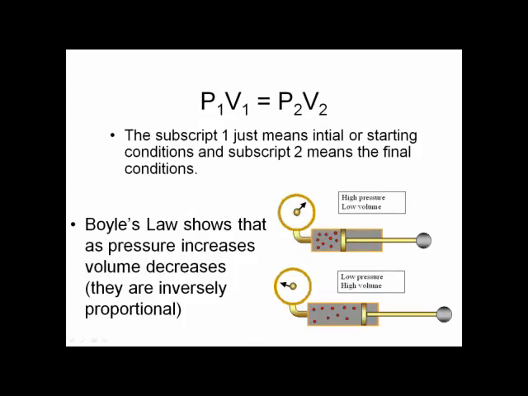If we look at a usable version of this equation, the kind we'll use to solve these problems, it is P1V1 equals P2V2. The 1 just means initial or starting conditions, and 2 is the final or ending conditions. One other thing we can say about Boyle's Law is that pressure and volume are inversely proportional. Boyle's Law shows that as pressure increases, volume is going to decrease, or as pressure decreases, volume increases.